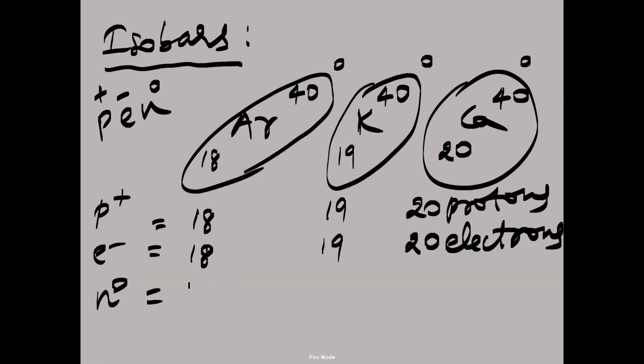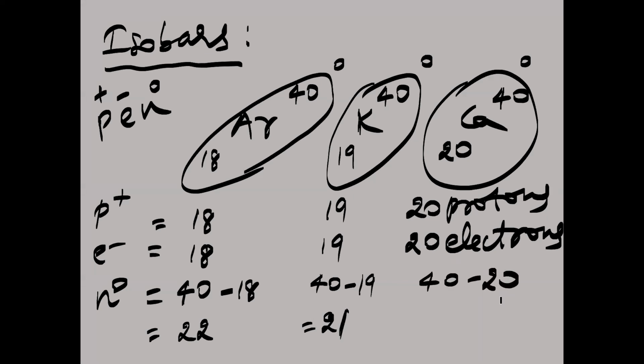Now the neutrons number. Take the mass number 40 minus atomic number 18. How much is it? 22. There are 22 neutrons here. In this case, 40 minus 19, so 21 neutrons are here. In this case, the neutrons number is 40 minus 20, which is 20 neutrons.